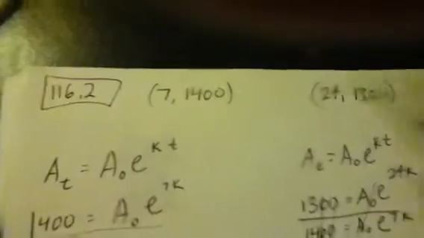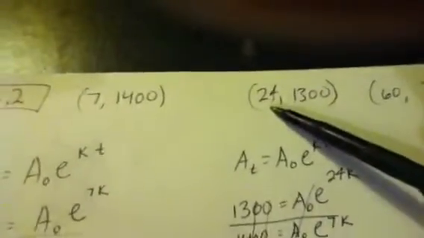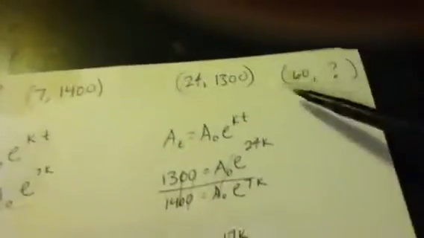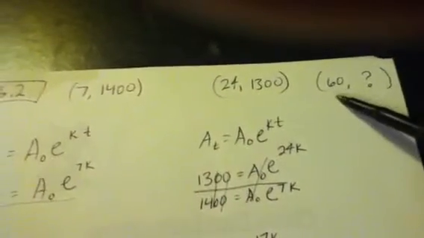So they started out with 1,400, and it looks like they're slowly decaying, because after a day there was only 1,300. They want to know how much after 60 hours of decay. So I make ordered pairs out of all these numbers. After 7 hours there was 1,400, that can be an ordered pair. And then after 24 hours, 1,300, and they want to know how many after 60 hours.